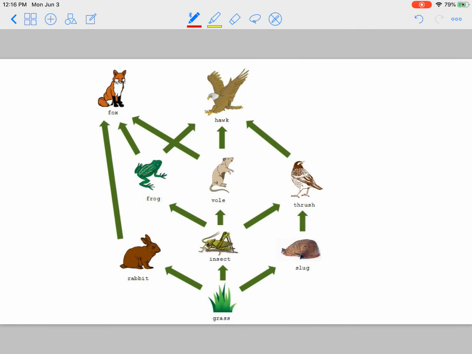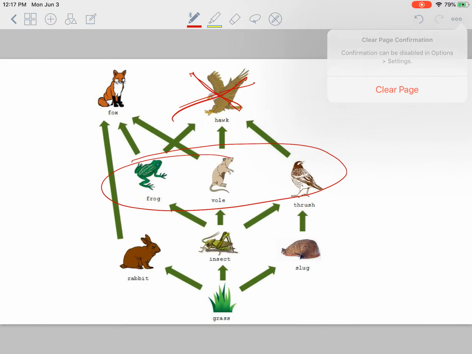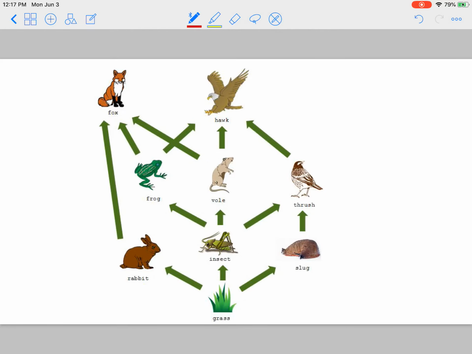Now, what's going to happen if I were to eliminate the hawk? Well, not a whole lot, because nothing is relying on the hawk as a food source. Your secondary consumers may start to increase in population because they have fewer predators, but not a whole lot is going to happen because the hawk is not providing a food source for any other organism in this food chain.